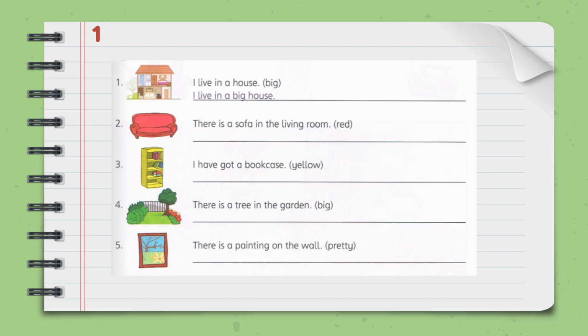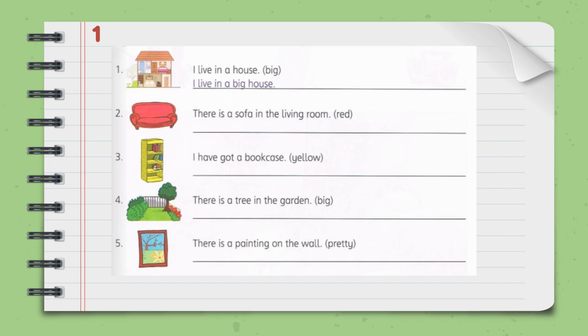Remember to make sure to start off your sentence with a capital letter and end it with a full stop. The adjectives are given at the end of the sentence in the bracket. You may pause the video to complete this exercise. Have you completed the exercise?